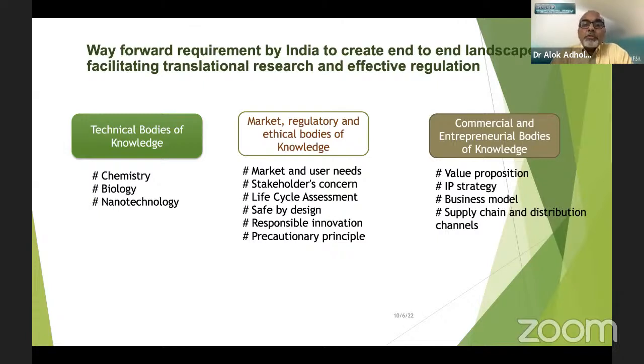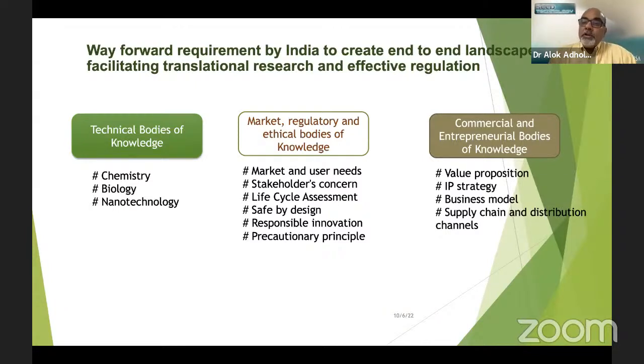Market, regulatory, and ethical bodies of knowledge, which are market and user needs, stakeholders' concerns, life cycle assessment, safe by design, responsible innovation, and precautionary principle. These are very important aspects from the regulatory perspective, and they are not to hurdle innovation, but to encourage innovation, in order for them to be ready with the data set and come up with the confidence to the regulator and request registration of their product. So that's something which is going to be a new change in our country, in the region, in the world, because the whole world is now talking and discussing and developing regulatory frameworks for their regions and countries.